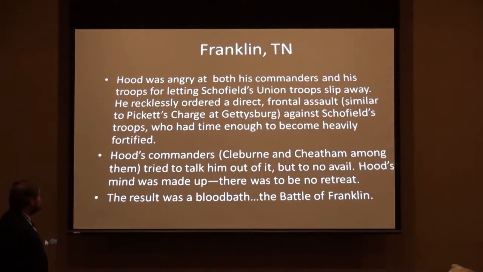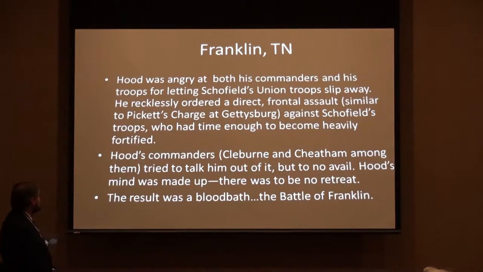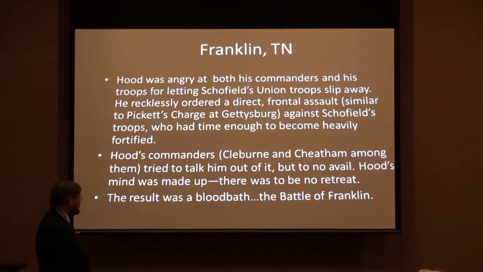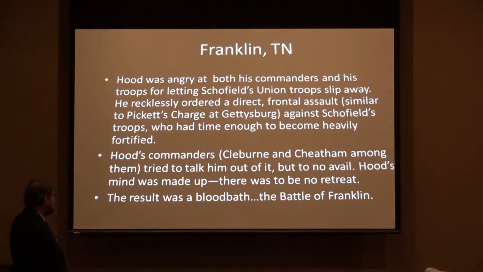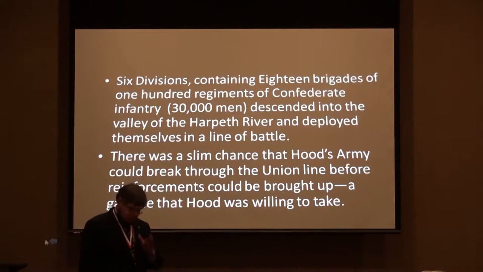Hood was angry at both his commanders and his troops for letting Schofield's Union troops slip away. That's why he recklessly ordered the direct frontal assault against Schofield's troops, who had time enough to become heavily fortified. Hood's commanders, Claiborne and Cheatham among them, tried to talk him out of it, but to no avail. Hood's mind was made up. There was to be no retreat. The result, as you know, was a bloodbath.